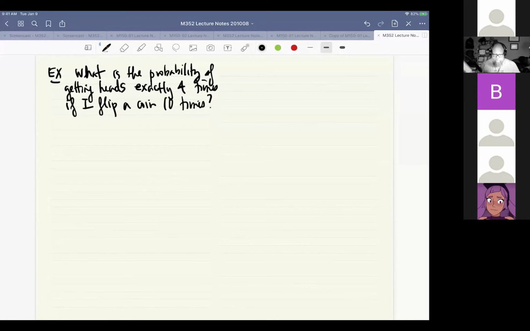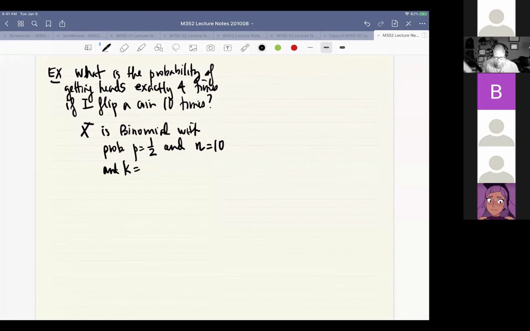All right, so let's answer this question. This experiment of flipping 10 coins and counting the number of heads, this is a binomial experiment. This follows a binomial random variable. So X is binomial with probability 1/2, assuming it's a fair coin. And if it doesn't say otherwise, we'll assume it's fair. And the number of experiments N is going to be 10. And we're interested in K equals 4 successes.